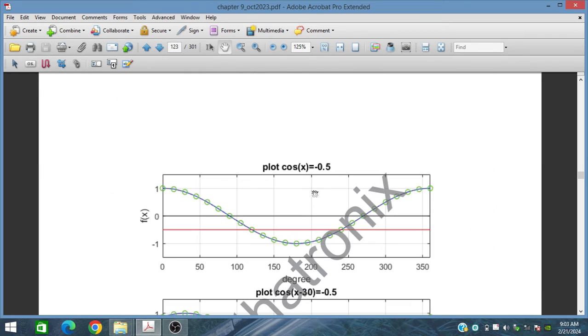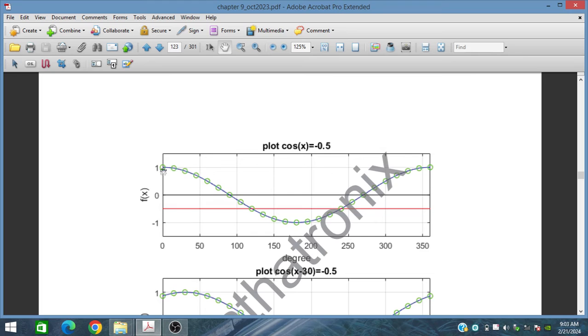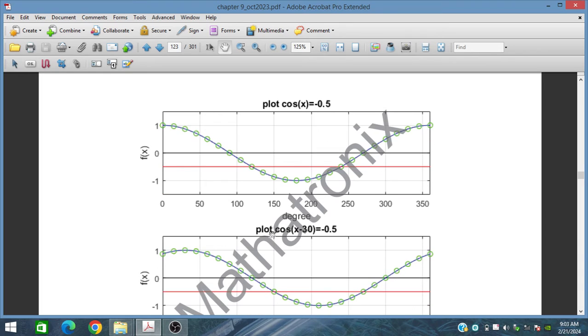Now this is cos x minus 0.5, and we see this is cos. So this is cos x, simple cos x. Now this is cos(x minus 30 degrees) equal to minus 0.5, and we can see that this is shifted to here because of this minus 30. So this is 150 degrees. At 150 degrees, this is here, while at 120 degrees, in this case, we have already solved it in part A.